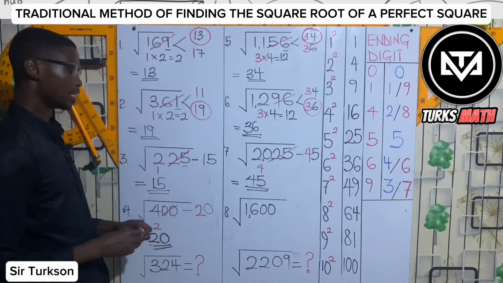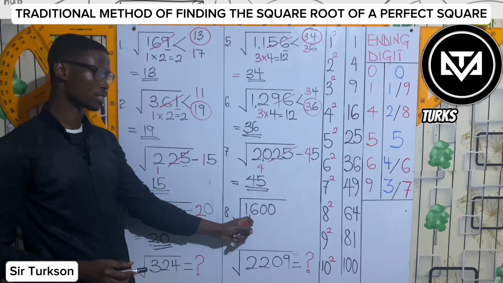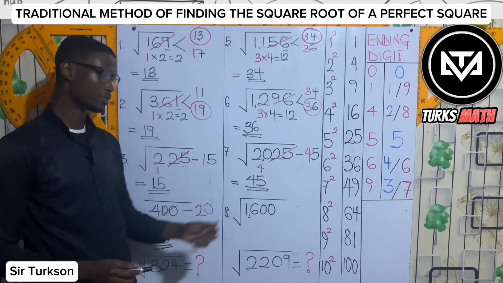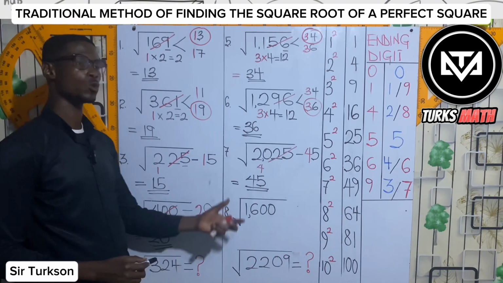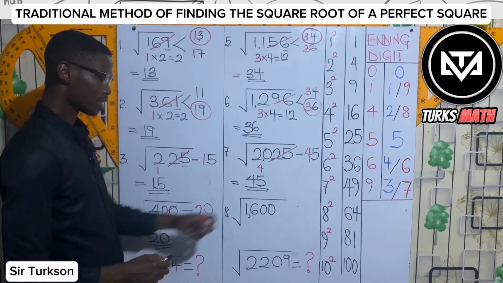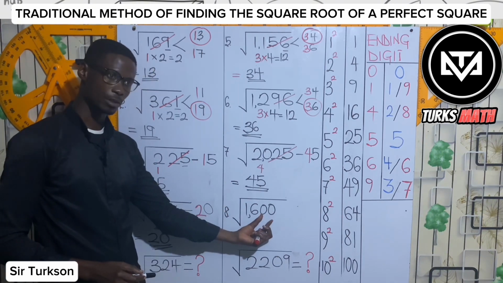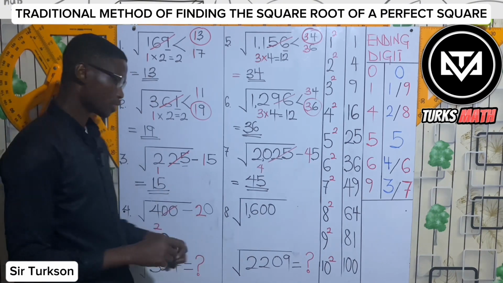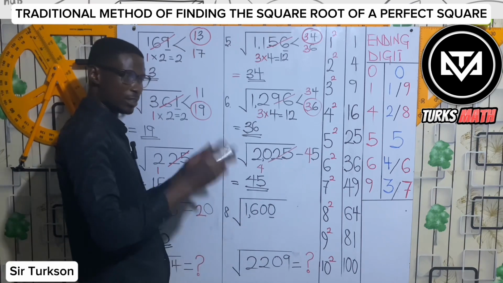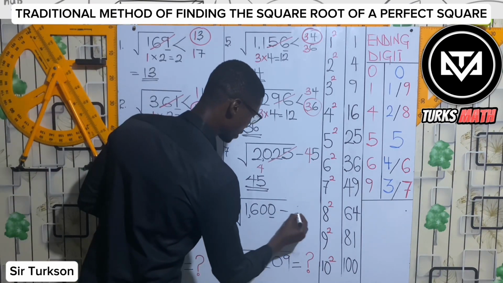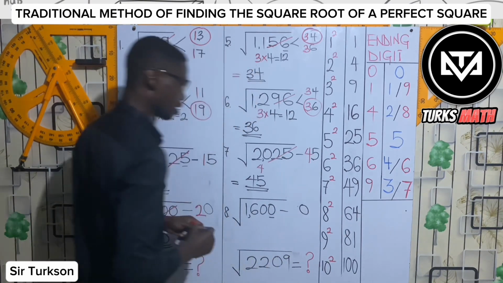Now let's look at the last one here, which is 1600. The square root of 1600. Now, what is the square root of 1600? It's ending with 0. Always try to identify the last digit. So our last digit here is what? The 0. And I told you when it's ending with 0, you're going to get only one value. So here is what? 0. Put down your 0. Alright.